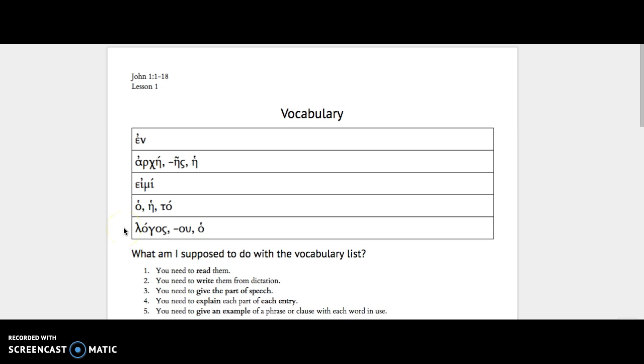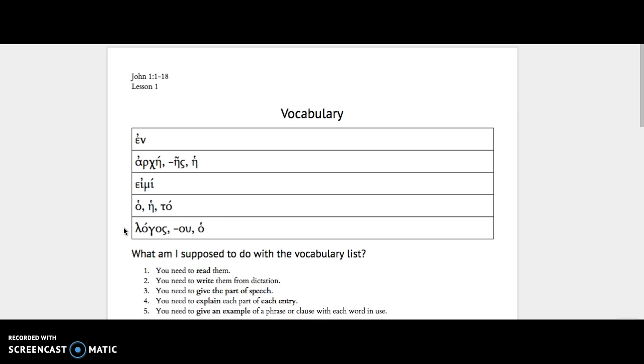All right, the next thing you need to be able to do is to write them when I say them. So, on a piece of paper next to you, go ahead and write it while I say it. Don't look at the screen, of course. The first one, ἐν. Next one, ἀρχή, -ῆς, ἡ. And be careful to make sure there is a dash in front of the ending, because that's telling you it's an ending.